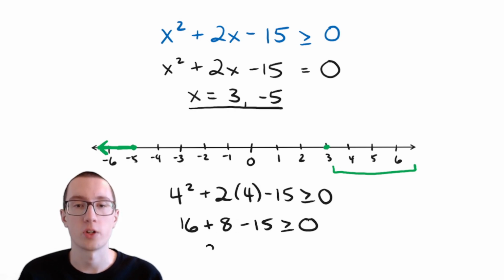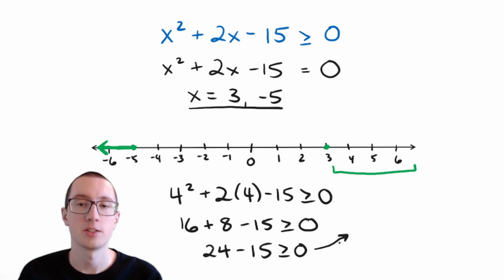16 plus 8 is 24, minus 15 is greater than or equal to 0. And running out of room again, so we'll move it over here. 24 minus 15 is 9. So this is actually the same thing that we had before.